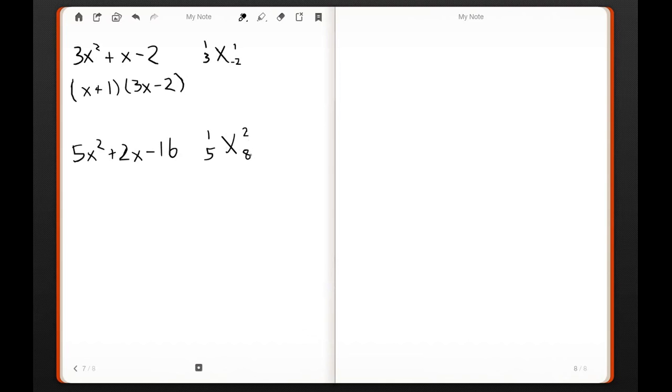But which one of these is negative? Well, if this is 10 and that's 8, in order to get positive 2, the 8's going to be negative. So we'll put a negative right here. 1 times negative 8 is negative 8, plus 10 is positive 2. There we go.